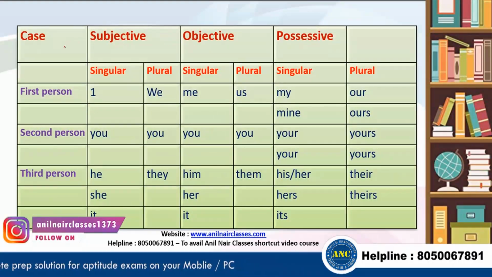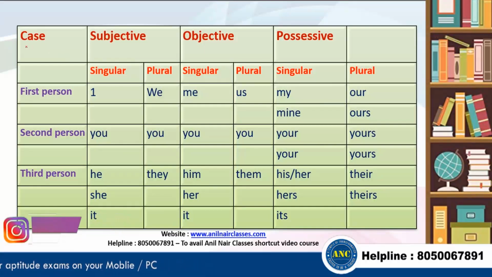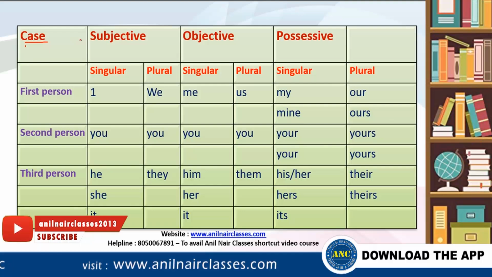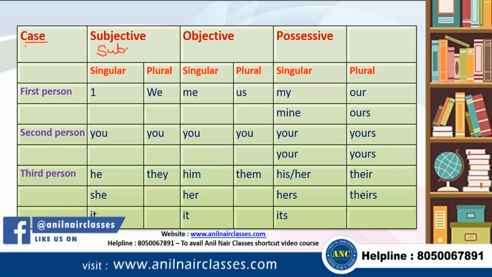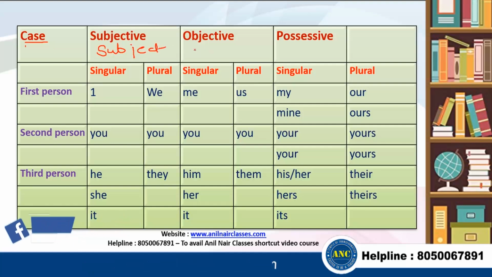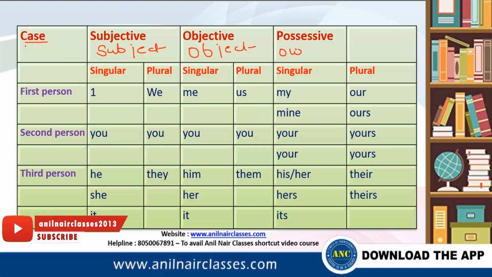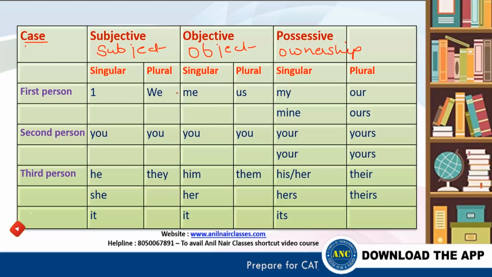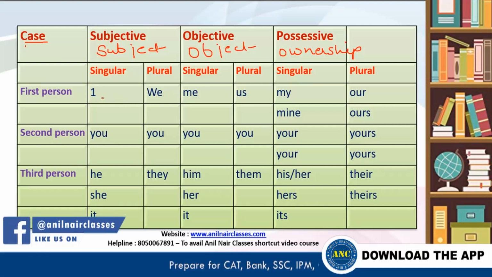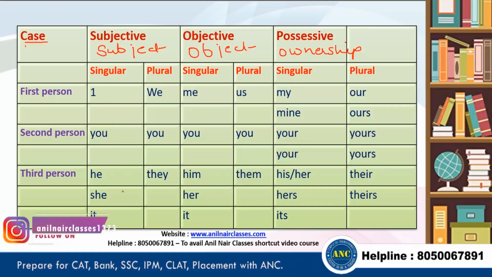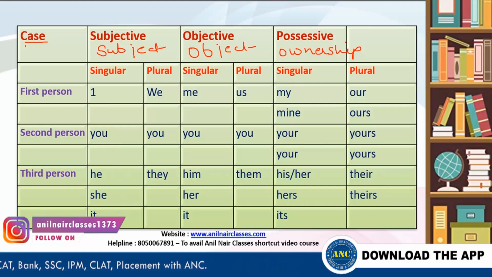Now, as I told you, because pronouns are used instead of nouns, you will have the case for the pronouns also. Subjective case means when it is functioning as the subject. When it is functioning as the object, we call it the object case. Possessive case shows the ownership of a particular noun. So first person singular, I, plural we. Second person you. Third person he, she, it is singular and they is plural.